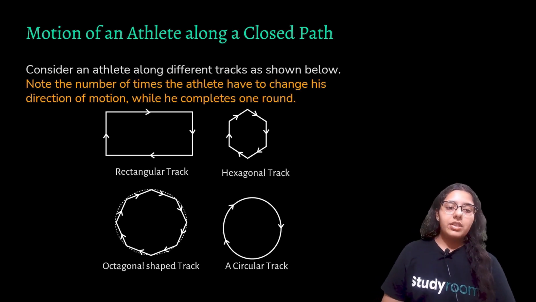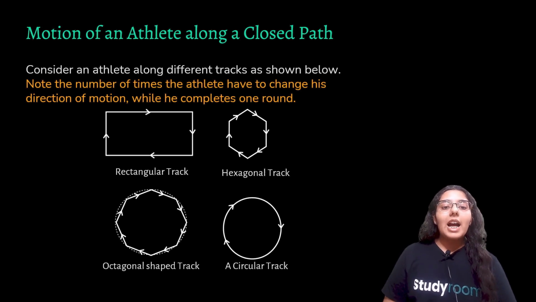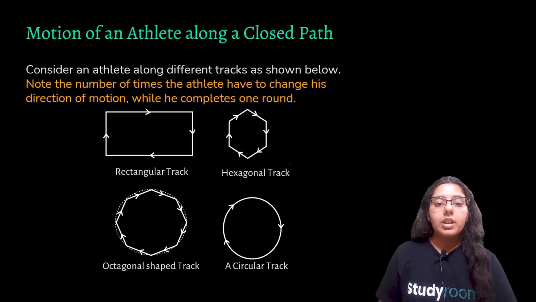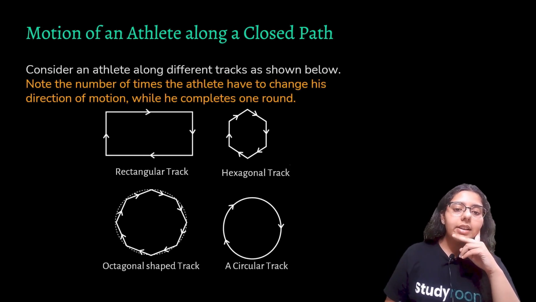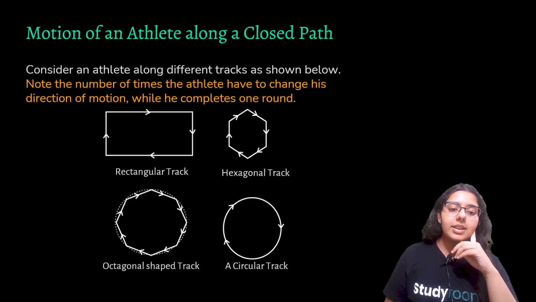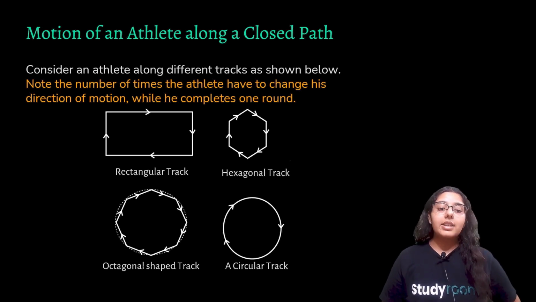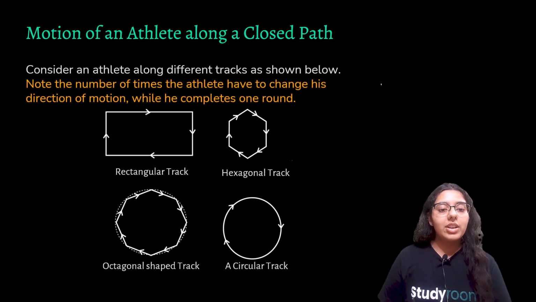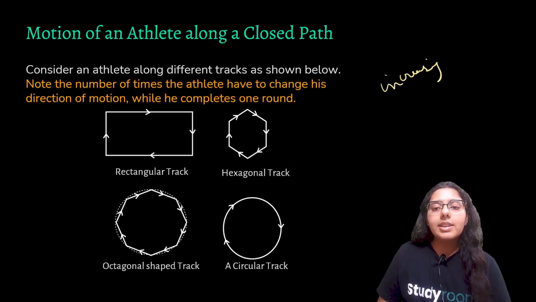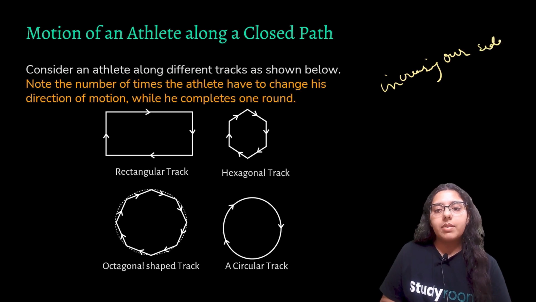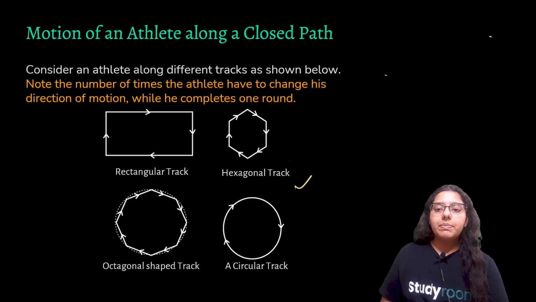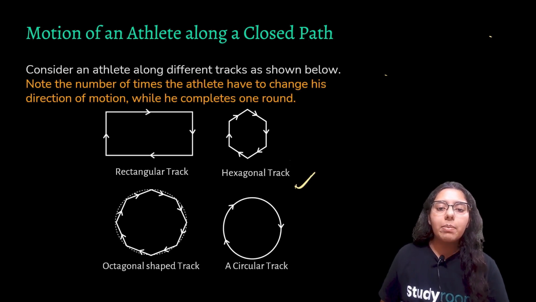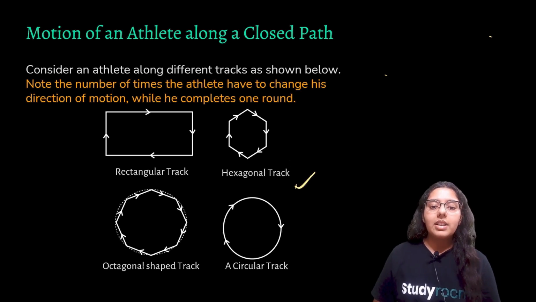So if we keep on increasing the sides, what will happen? It will eventually approach a circle, right? That means if we keep on increasing the number of sides, the number of turns for the athlete will keep on increasing, so it will indefinitely approach a circle, infinitely, if we keep increasing the sides.